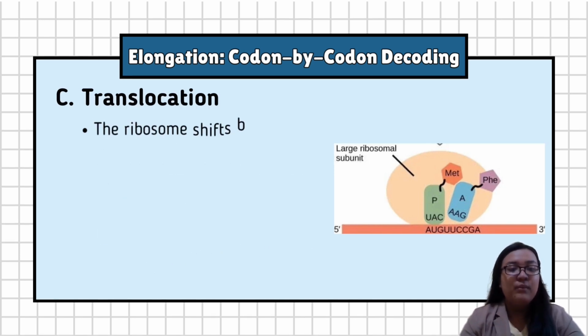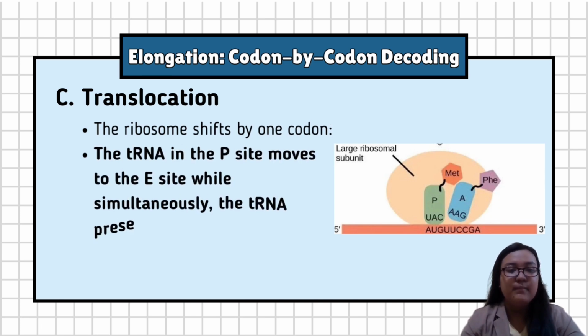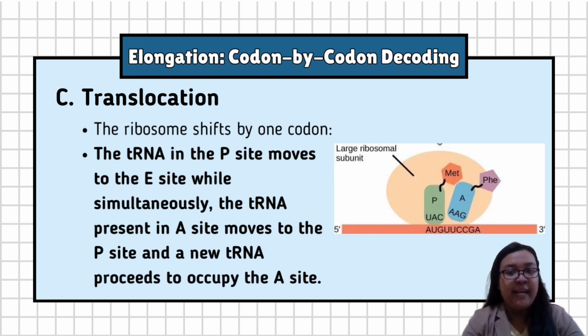Next, the ribosome shifts by 1 codon. The tRNA in the P site moves to the E site, or exit. The tRNA in the A site moves to the P site, now carrying the polypeptide chain. A new tRNA enters the A site, and the empty tRNA in the E site is released.